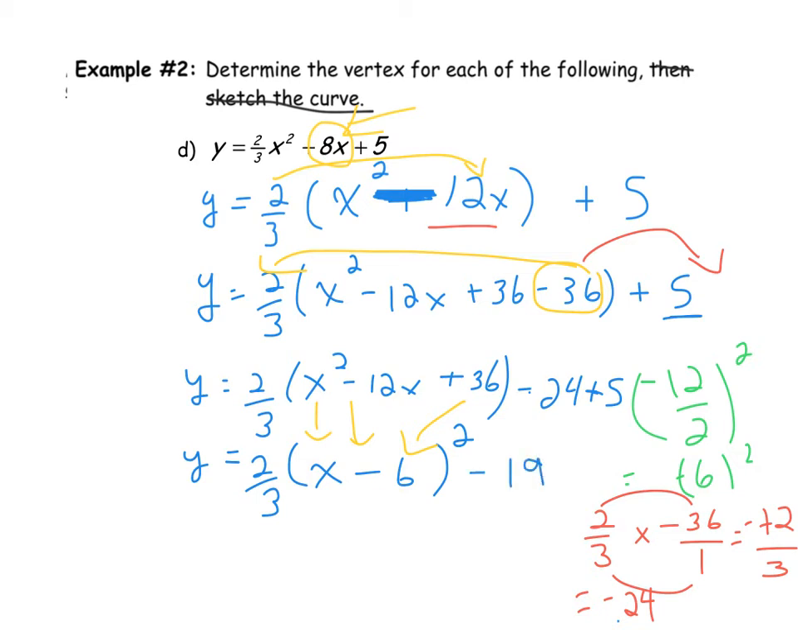And so there I have my vertex. So my vertex is at 6 and negative 19. And I'm done. Hopefully you did okay with that. Let's try one more and see if you can apply some strategies to solve it.